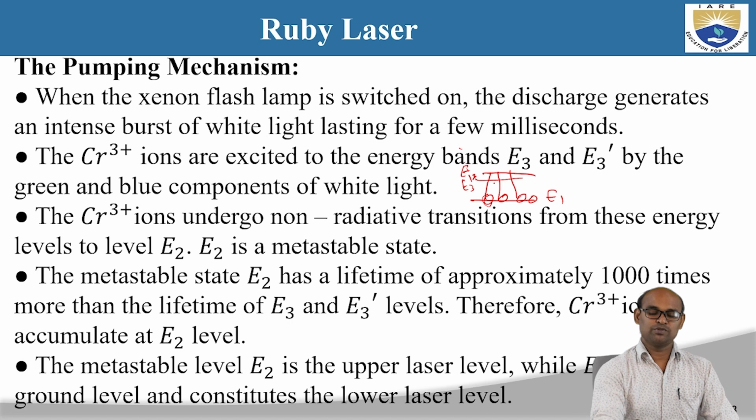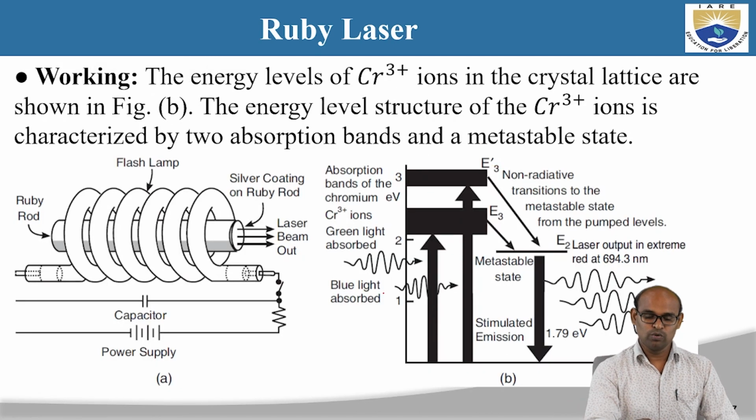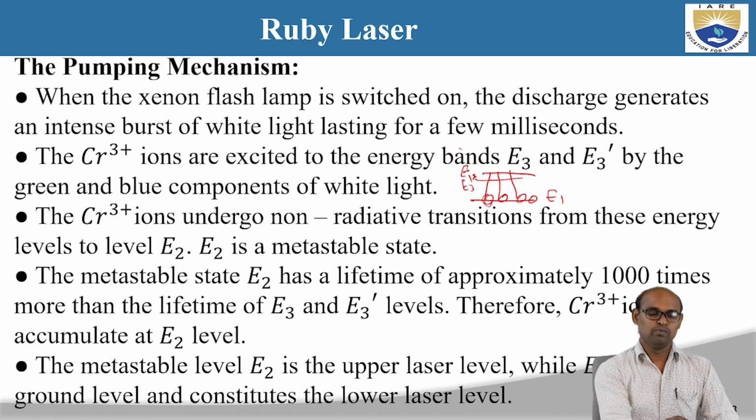So there are two absorption bands. If they absorb green light, they are excited to E3 prime. If they absorb blue light, they are excited to E3 prime. If the chromium atoms in the ground state absorb the green light, they are excited to E3. So by absorbing these blue and green components of the white light provided by the xenon flash lamp, the chromium atoms in the ground state are excited to E3 and E3 prime, which are absorption bands or normal excited states.